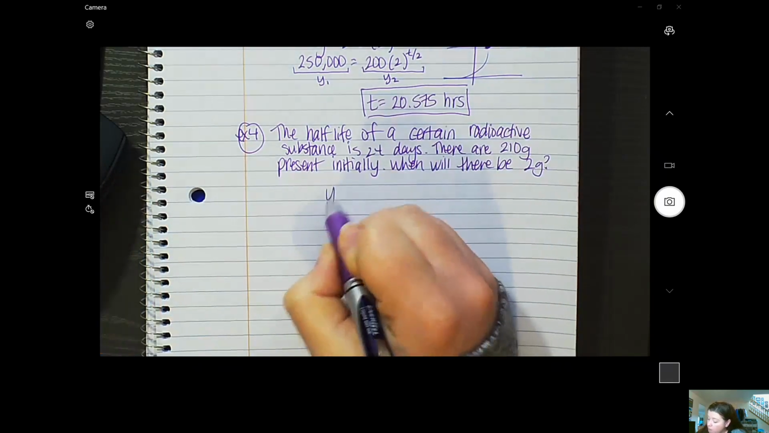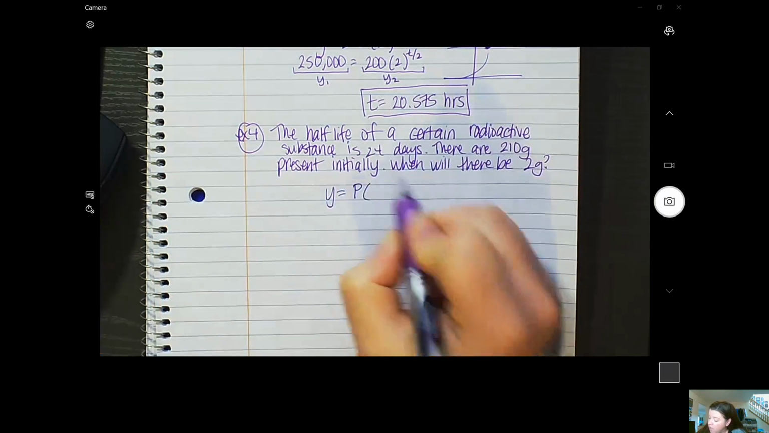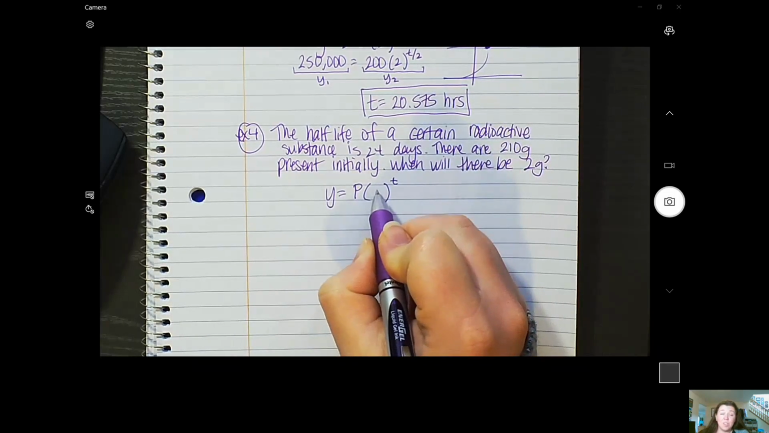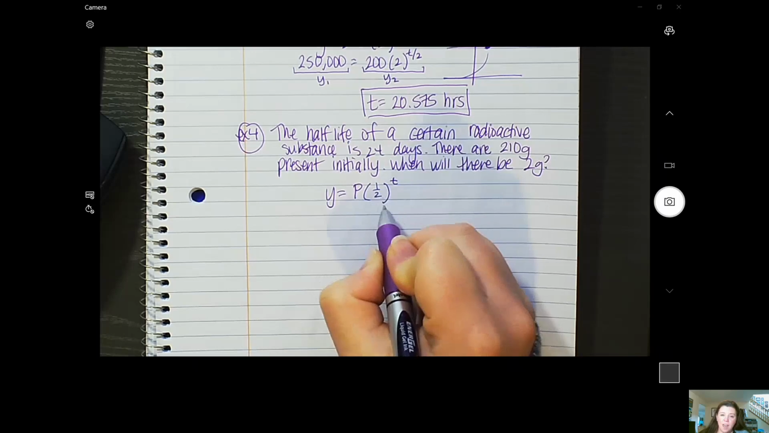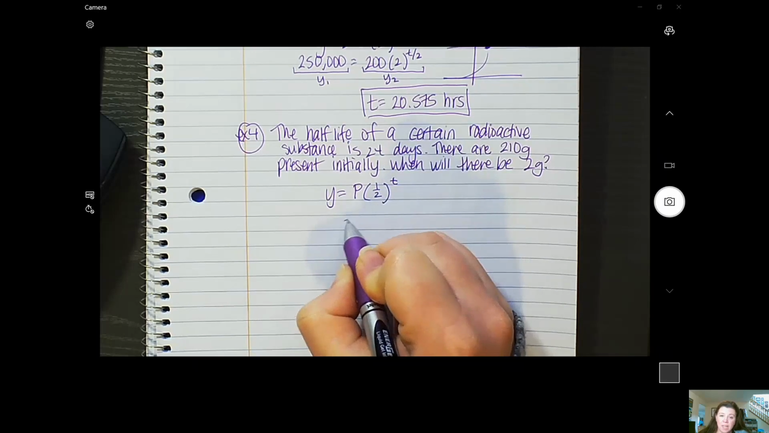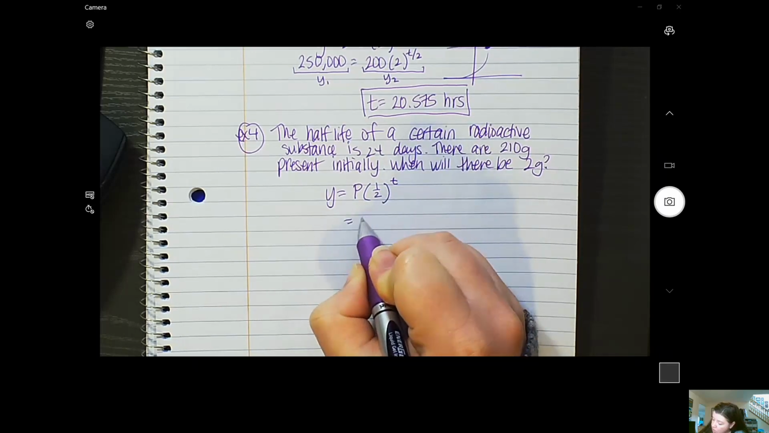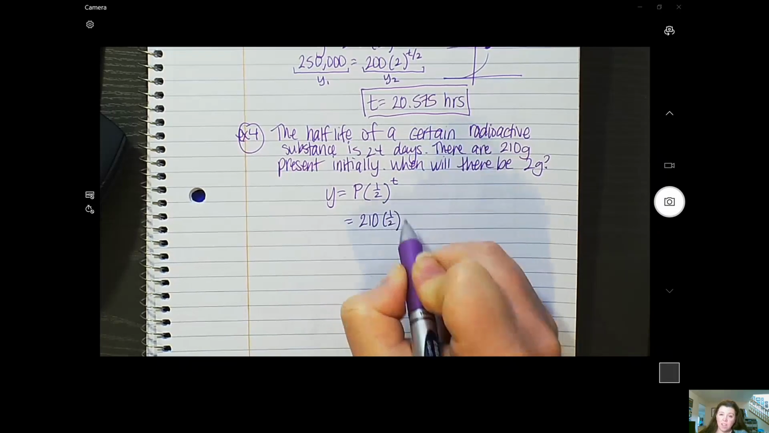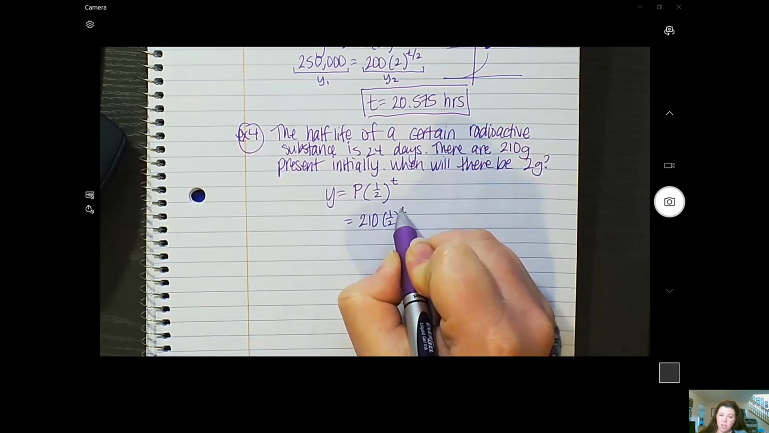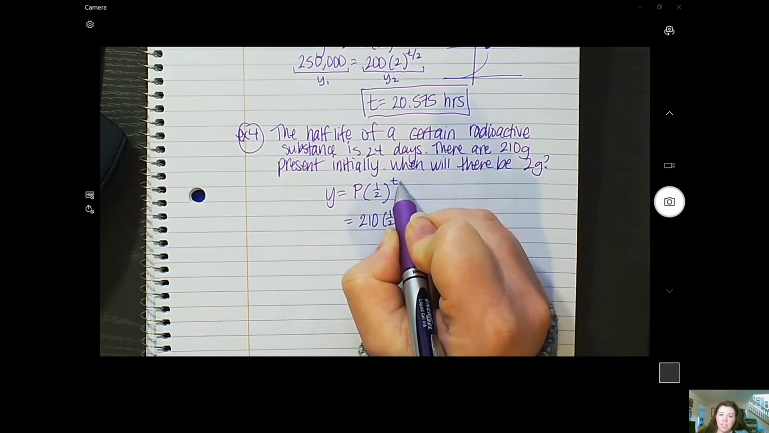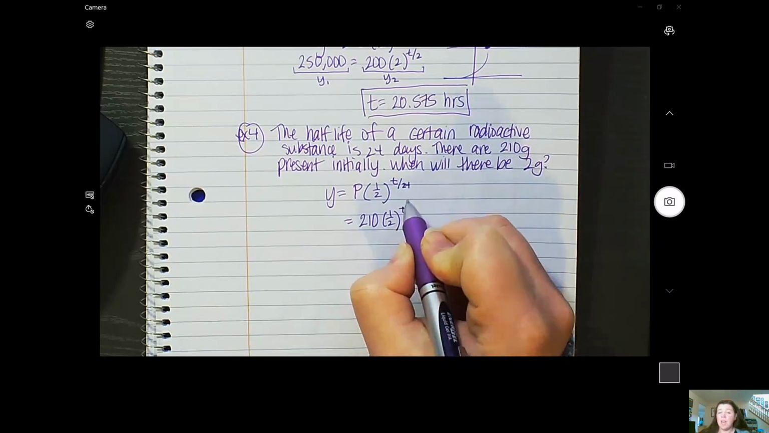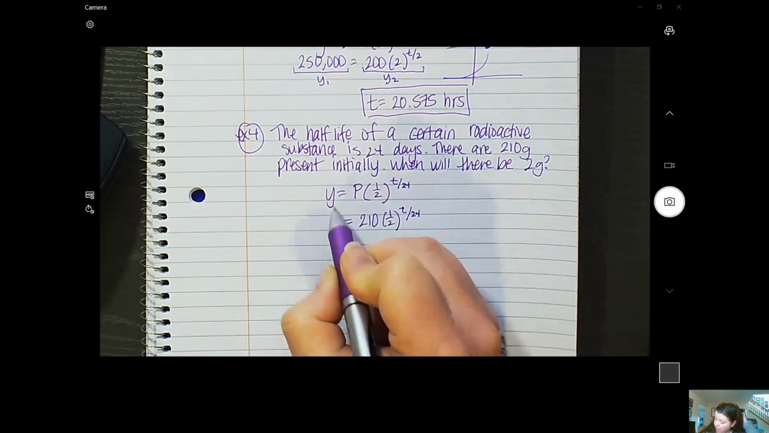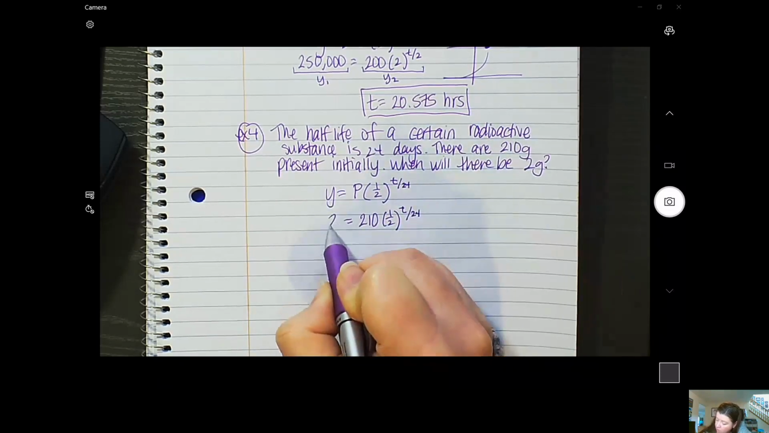So this particular problem, again, we're going to fill in this jazz here, right? Since this one is about half, we know that the base is a half. We also know P is 210 grams. And we don't know T because it says when, so that's the thing we're supposed to find. Now, this needs to be a T divided by 24 because it doesn't happen every 1 day, it happens every 24 days. And we know why because we want to know when it equals 2.